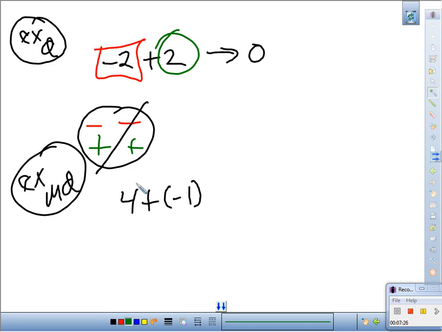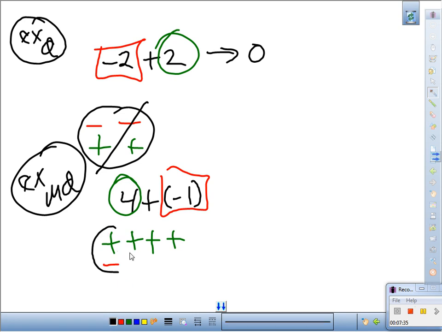What is the first number we start with? 4. +4. 1, 2, 3, 4. What is my second number? -1. So check this out. When I do this, is this a zero pair? What property did I use to get the zero pair? Additive inverse property. Are we there so far?